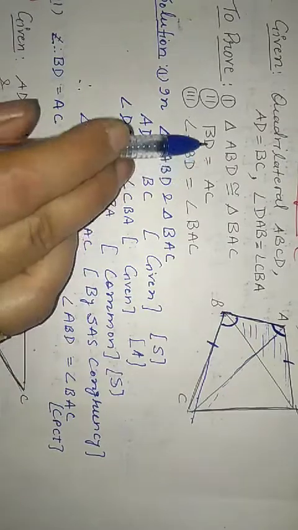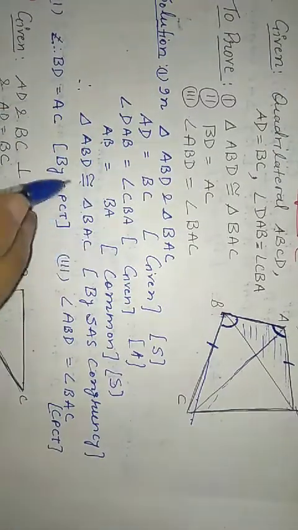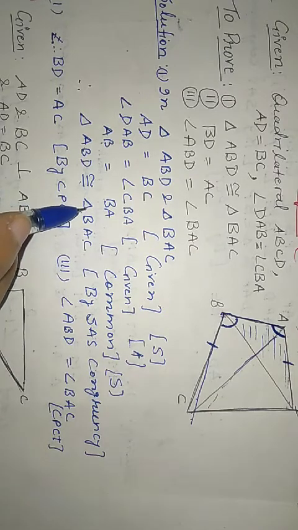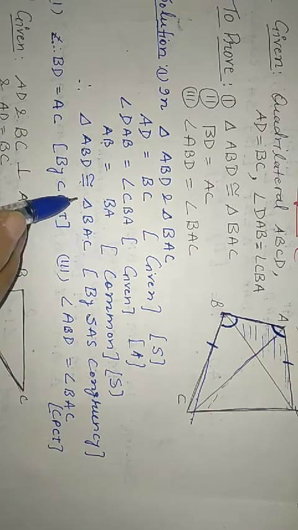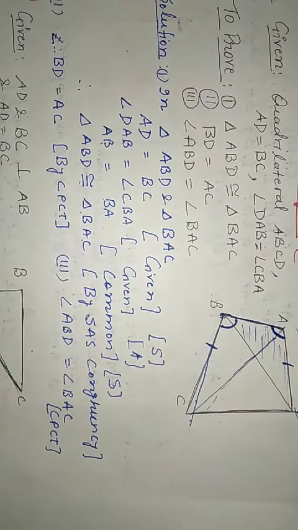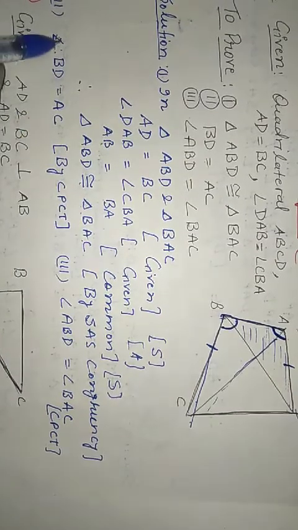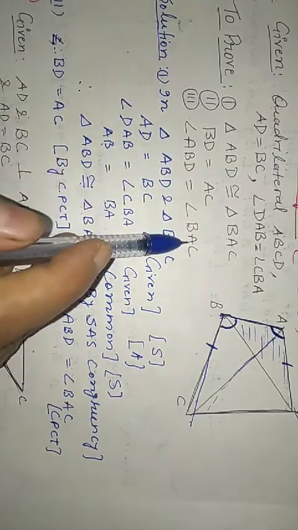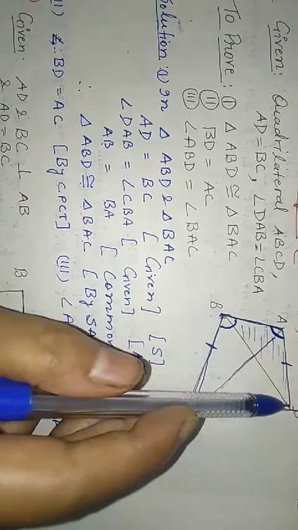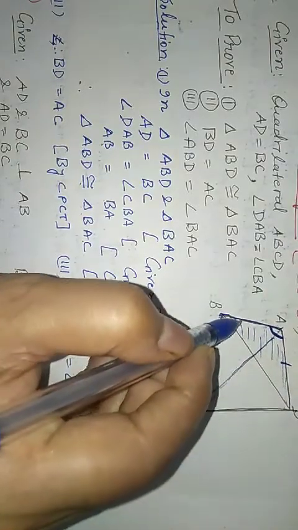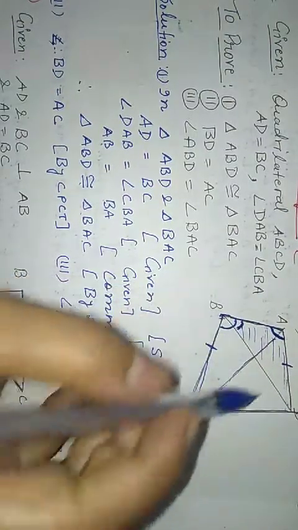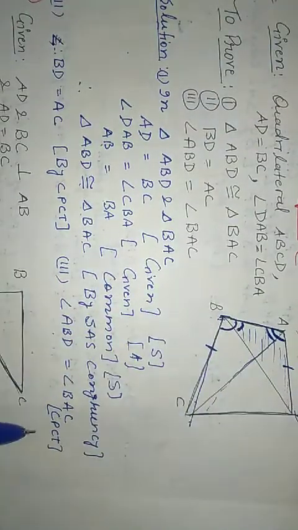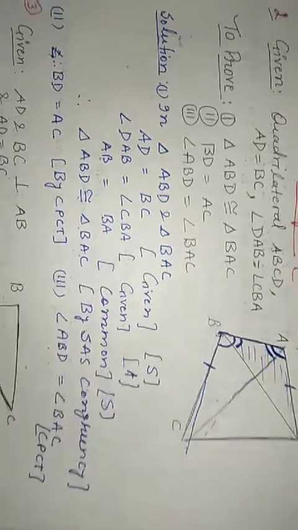What about the second part? BD is equal to AC. We just came to know that if the triangles are congruent, then the other three parts are also equal by CPCT. So we can write BD is equal to AC by CPCT, and angle ABD is equal to angle BAC, this small one, by CPCT. So this is the solution of this question.